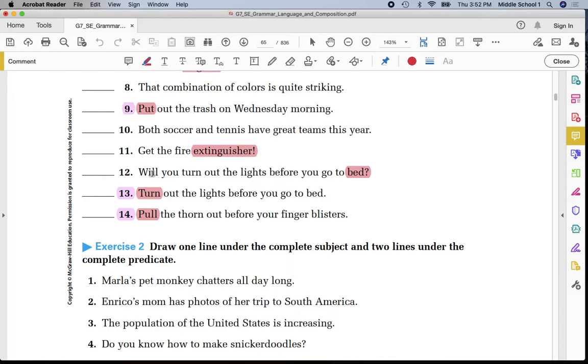You will recall 9 and 13 and 14 we did before. We said those were imperative. We also looked at number 11 and 12 because of their end punctuation mark, interrogative, exclamatory. That leaves us with 10. Both soccer and tennis have great teams this year. Declarative, regular sentence.